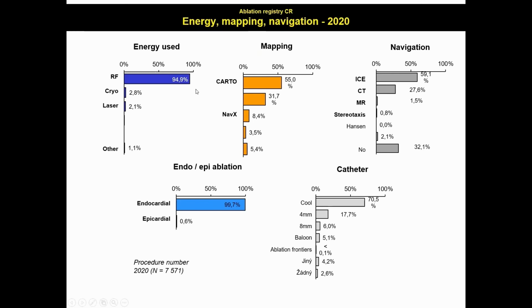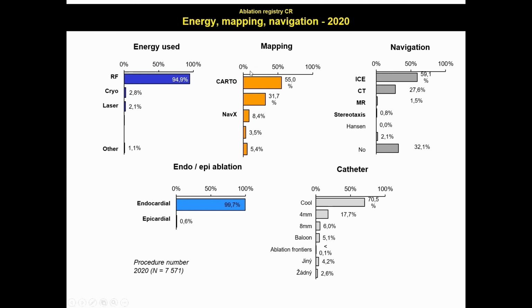For the ablation, we were using in 2020 mainly radiofrequency ablation. It was almost 95%. Nowadays, much less when we start to use electroporation. And the second one was cryoablation and laser ablation. It is done for atrial fibrillation, and atrial fibrillation is 50% of all indications. It means that about 10% of AFib cases are done using cryo or laser ablation.